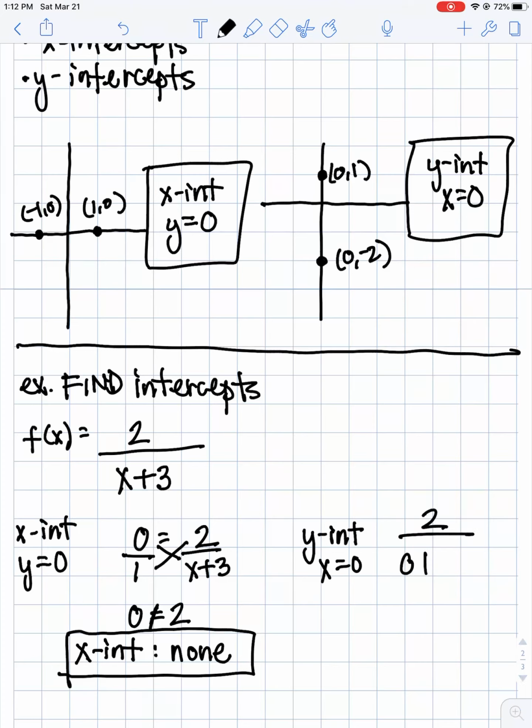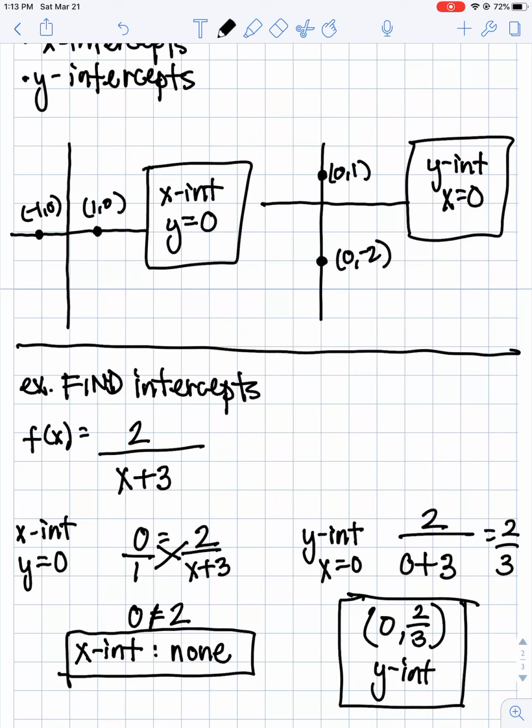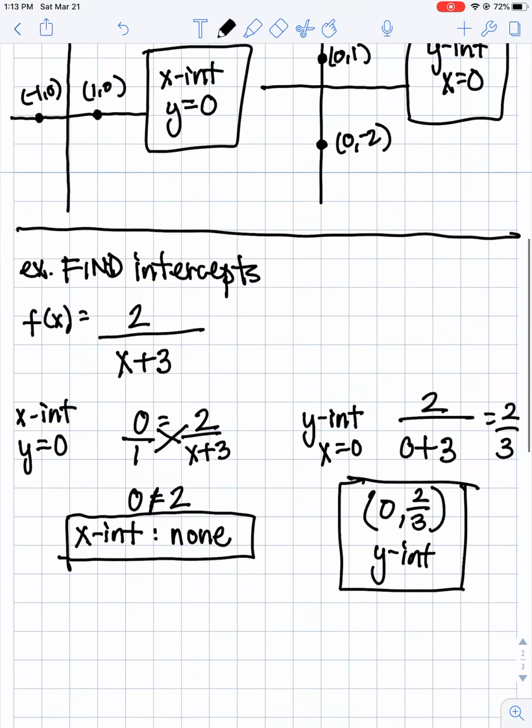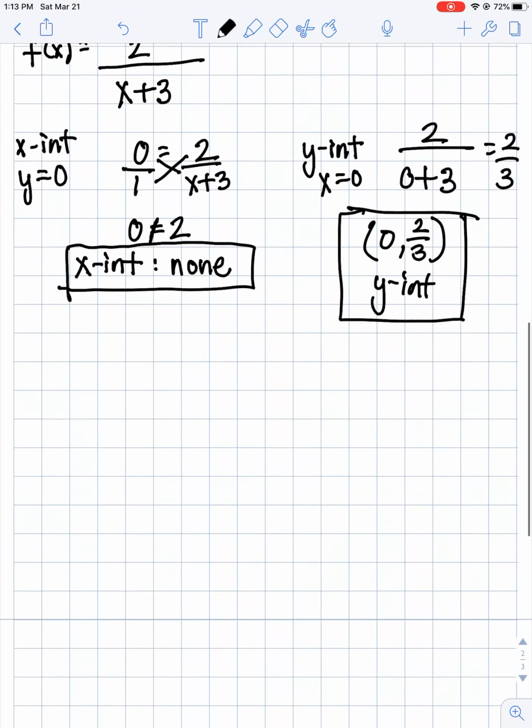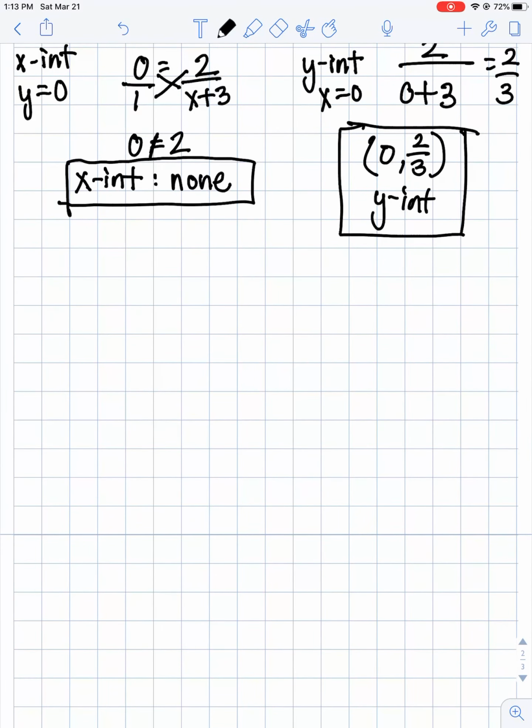So that'll be 2 over, there's an x. Oh, God, that's 0 plus 3, which will be 2 over 3. So the y-intercept would be x is 0, y is 2 over 3. So that right there would be the y-intercept. Okay? And again, that's a pre-cal review kind of question, but all of this is going to be pre-cal review. So if you already know that, great.